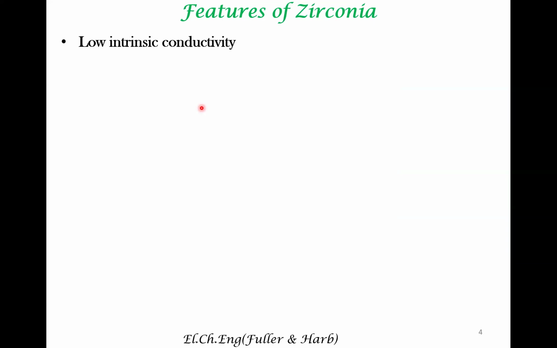There is an advantage with respect to zirconia. First, it has low intrinsic conductivity. Typically, when oxides have certain conductivity, the conductivity can be due to oxygen vacancies. Many of the oxides are N-type electronic conductors, and it is not desirable to have electronic conductivity in a fuel cell electrolyte. Therefore, it is better to start with a material which has low intrinsic conductivity.